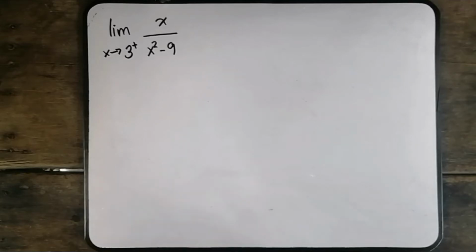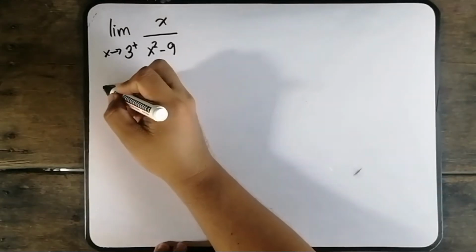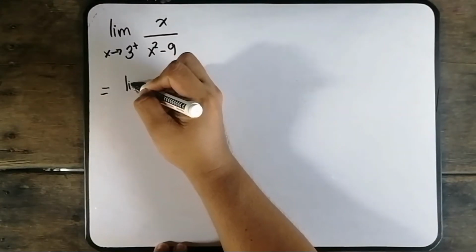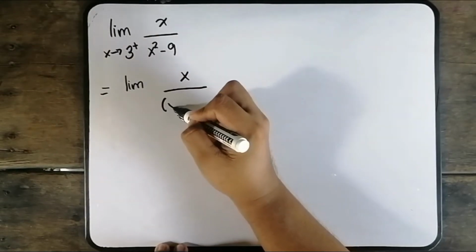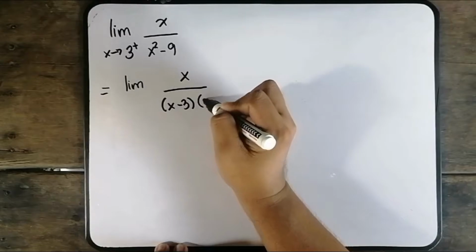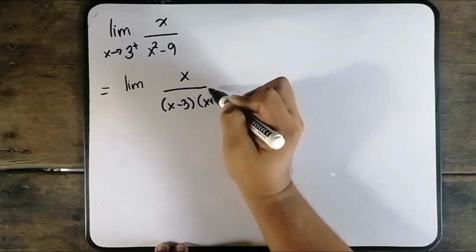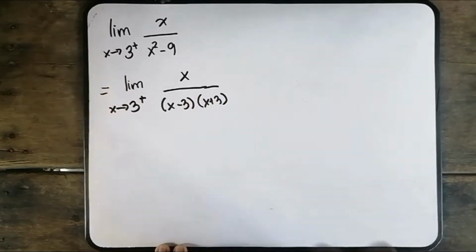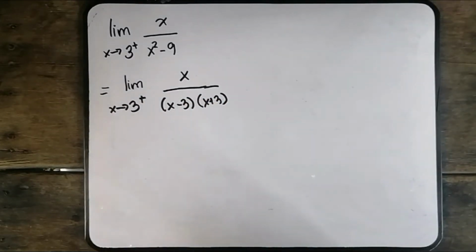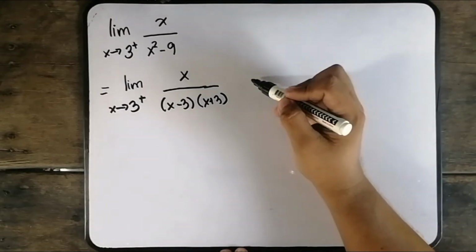Now, let's evaluate the limit of x over x squared minus 9 as x approaches 3 from the right. So first, we have to factor this out. So the limit of x over (x minus 3)(x plus 3) as x approaches 3 from the right. So since wala na tayo pwedeng i-cancel dito, we can now directly substitute.